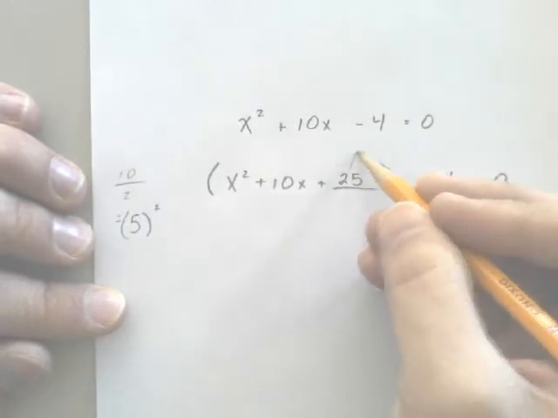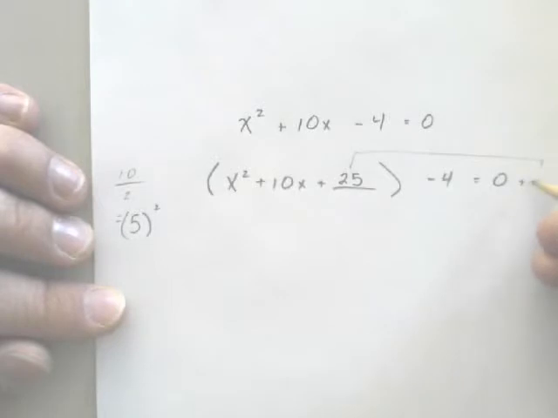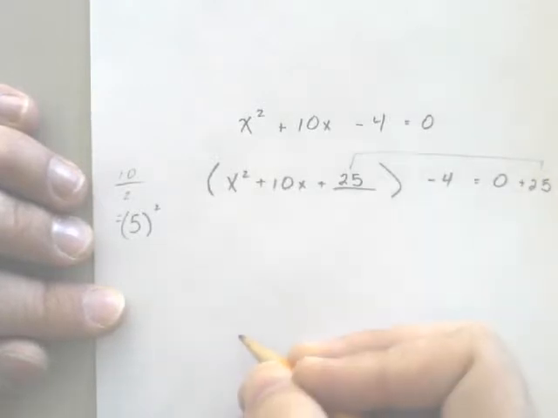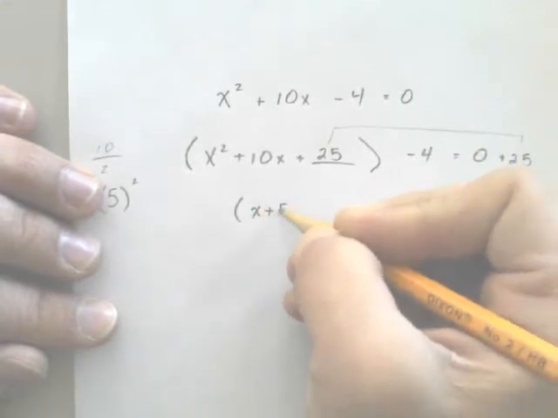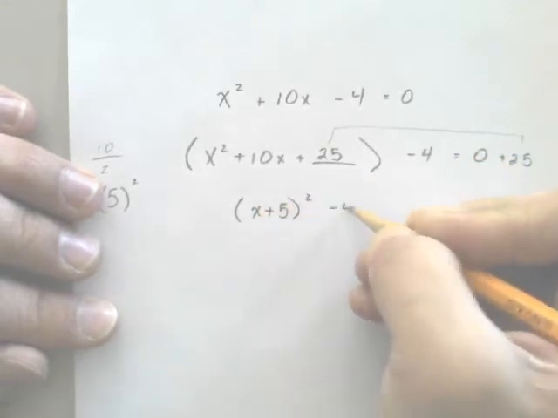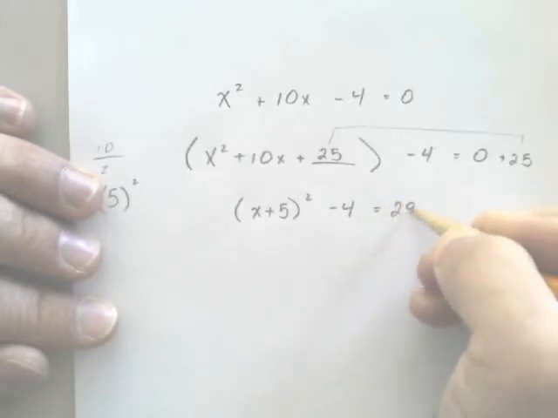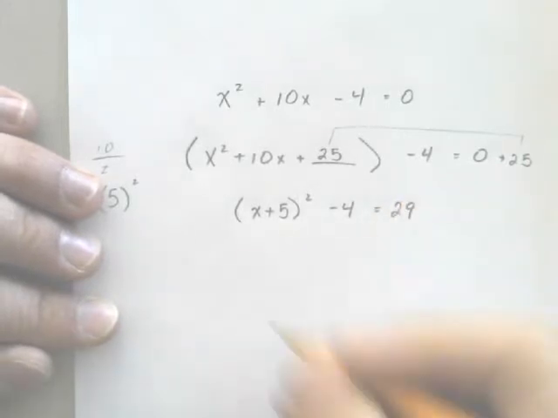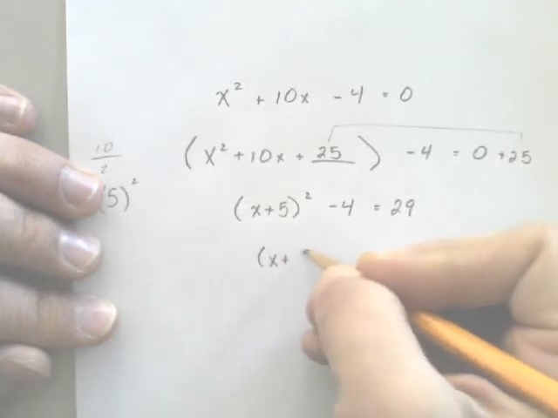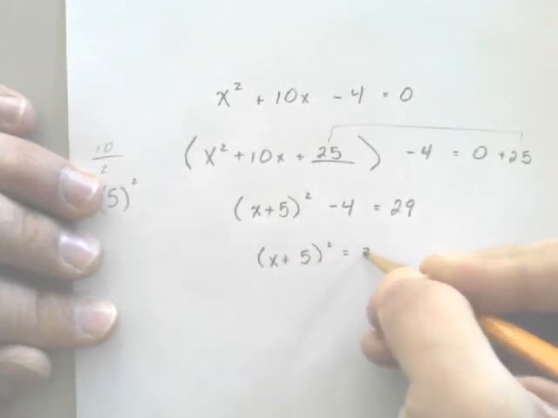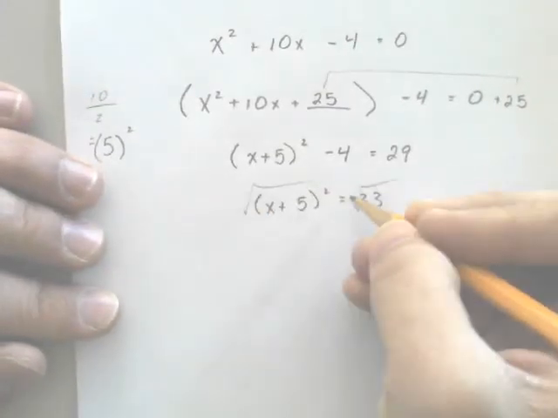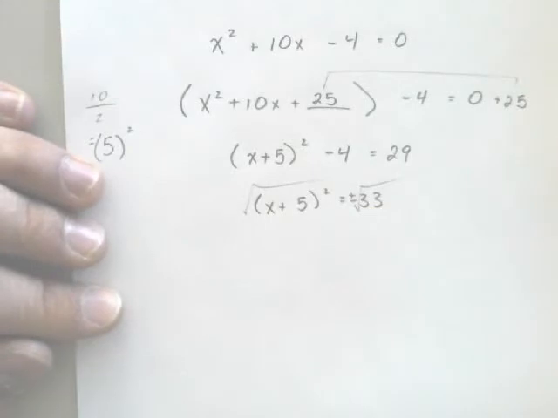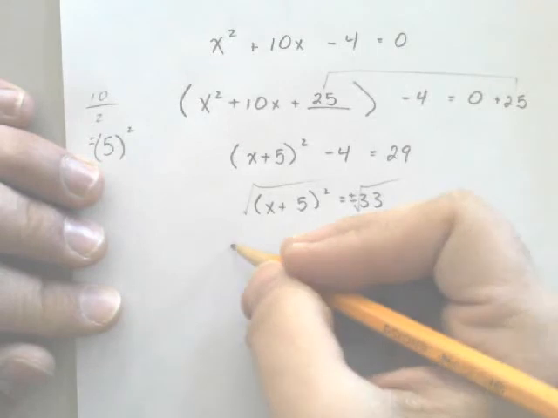But again, what I do to one side, I have to do to the other side. So I'm going to rewrite this as x plus 5 squared minus 4 equals 29. Going to rewrite this as x plus 5 squared equals 33. Going to take the square root of both sides, plus minus. The square root of 33 is 5.74.